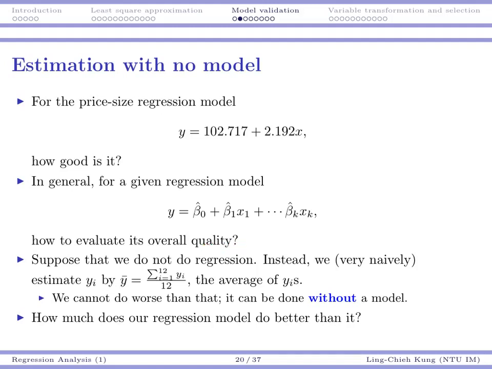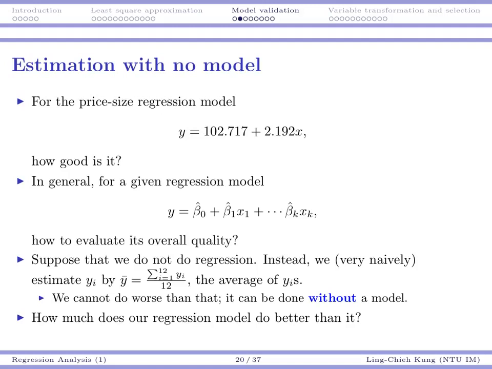We want to know how good it is, how much it can explain or help us predict y, how large would be the possible errors. Okay, so we want to know this. Suppose that we do not do regression, then we would very naively estimate yi by what? By the sample mean. Okay, so that means I give you a set of data, and then you calculate the sample mean, which is the average price of the 12 houses. And then how would you predict the next house? I give you the size, but you just ignore it and randomly guess that the next house price would just be the average price.